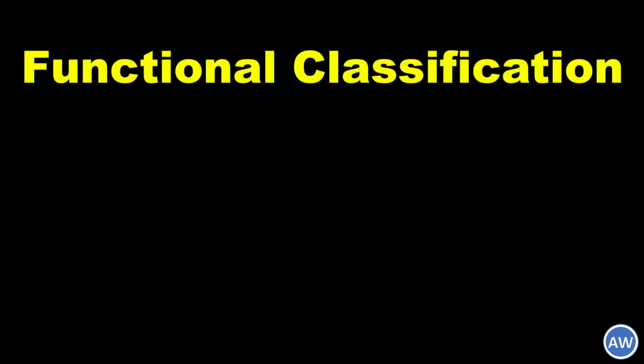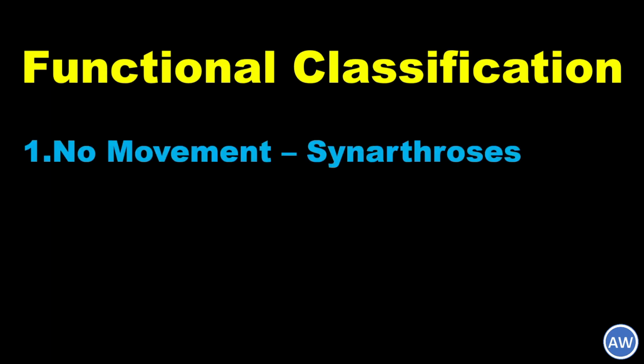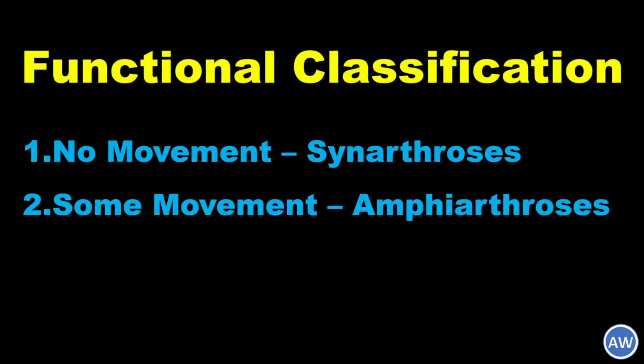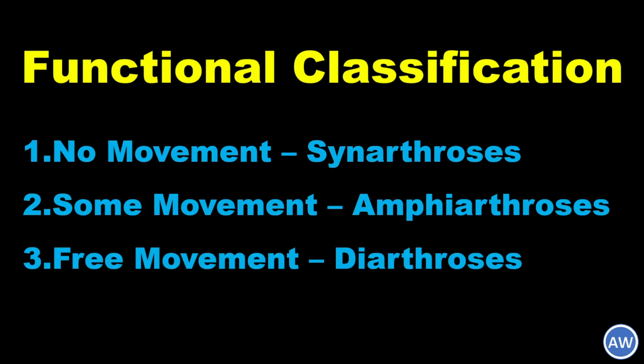Now these joints can be classified functionally, that is, as per their possible movements, into three different types. A joint which is immobile is called synarthrosis. A joint which is partially mobile is termed amphiarthrosis. And a joint which is freely movable is termed a diarthrosis.